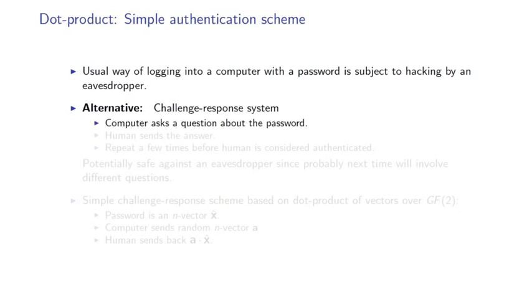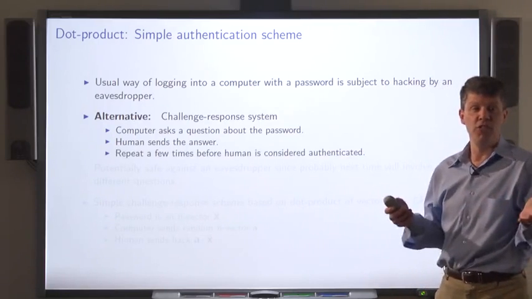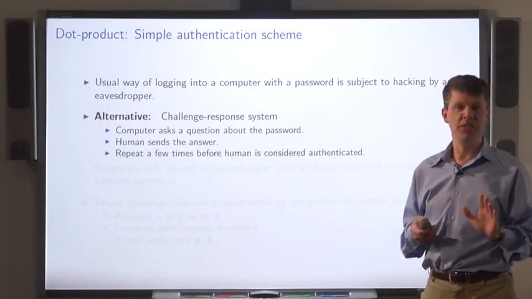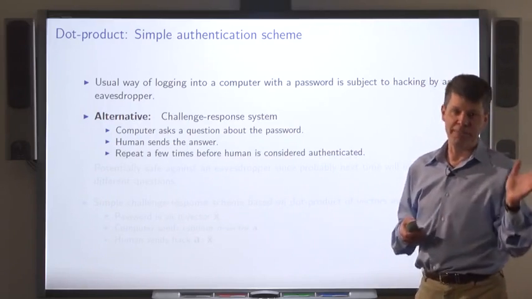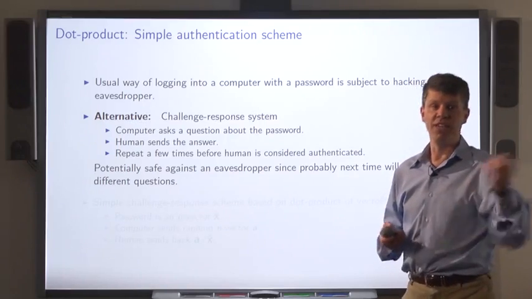So here's an alternative approach. It's called challenge response. The computer asks you a question, and you give the answer based on your knowledge of the password. You do this a few times until the computer is convinced, yeah, this human knows the password, better let him in. This is potentially safer against an eavesdropper because the password is never sent over the wire.